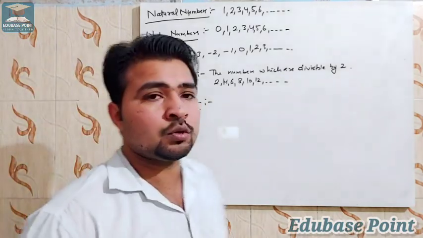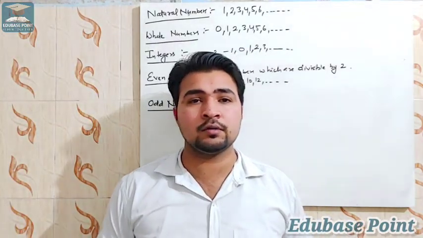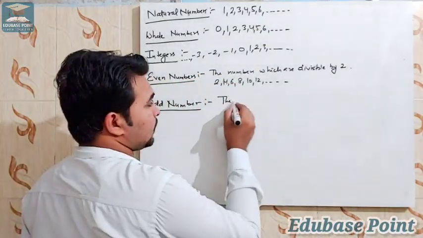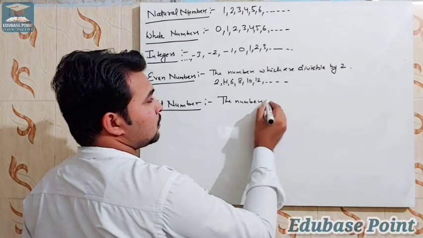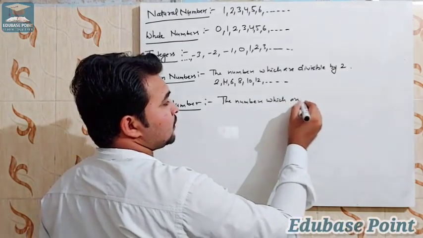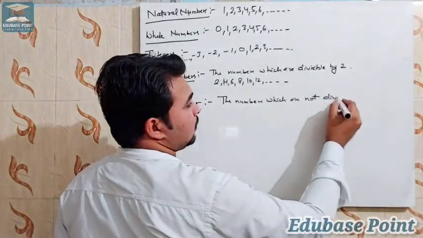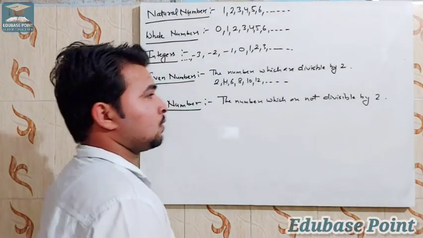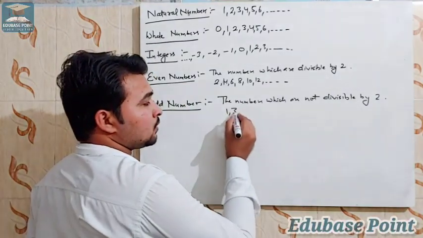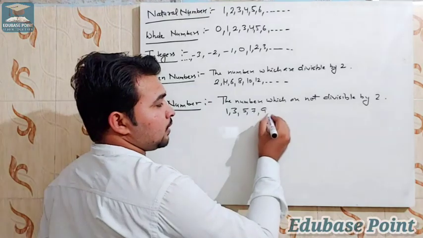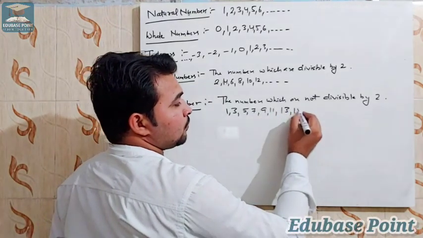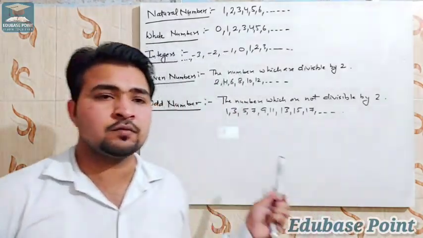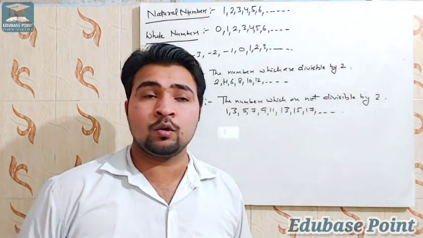Here the next number is the odd number. For the odd number, you can simply say that they are the numbers which are not divisible by 2. For example, 1, 3, 5, 7, 9, 11, 13, 15, 17 and so on. These are the numbers which cannot be divided by 2.